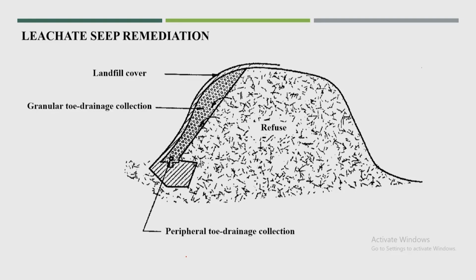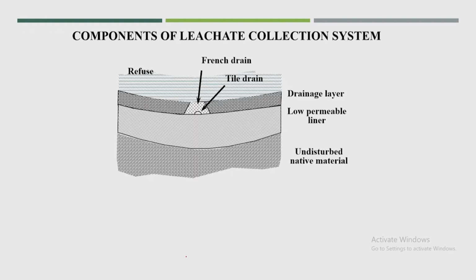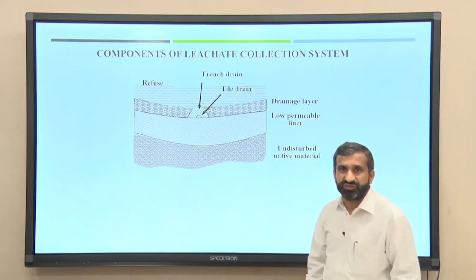So, this is also toe drainage collection. Peripherally also we can put it rather than in between. This is also one view we can see. So, nearby this is a low permeable layer, this is the drainage layer, and then the refuse, and the fine particles won't enter into this area, so that clogging won't be much of an issue.